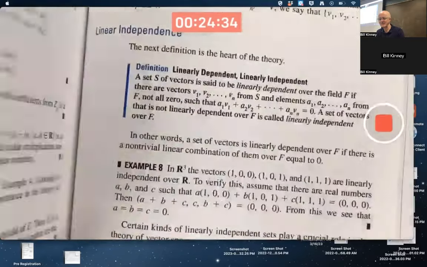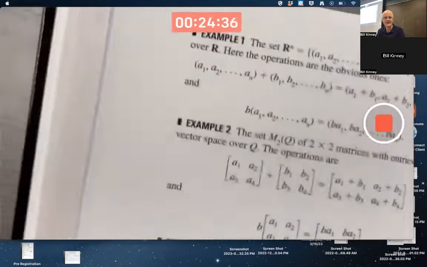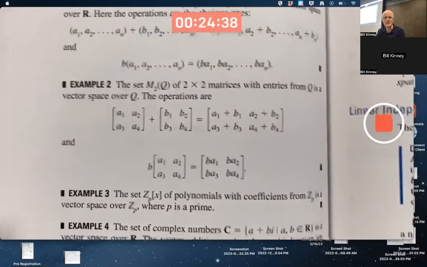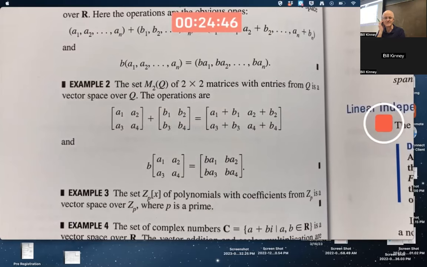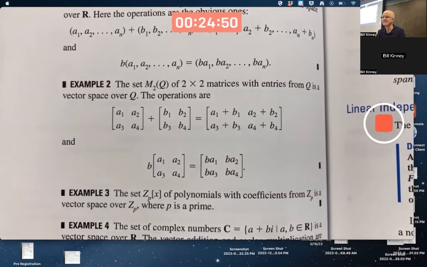Example 2. M2Q. The set of 2 by 2 matrices with entries from Q is a vector space over Q. Q is the rationals, quotients. That's why we call it Q.